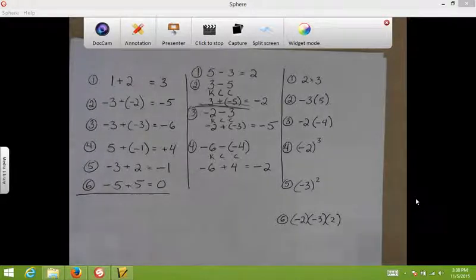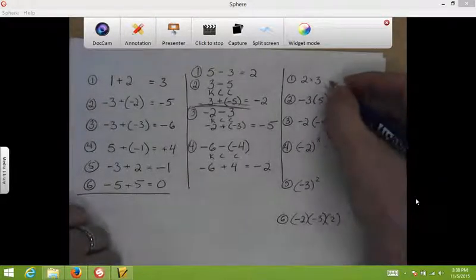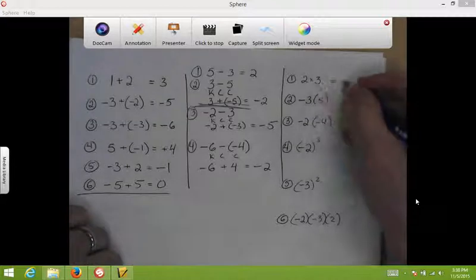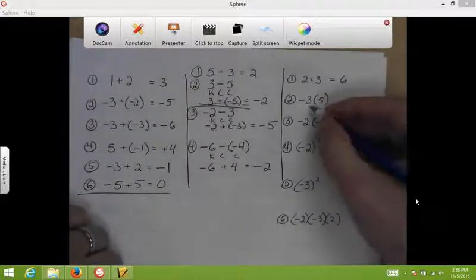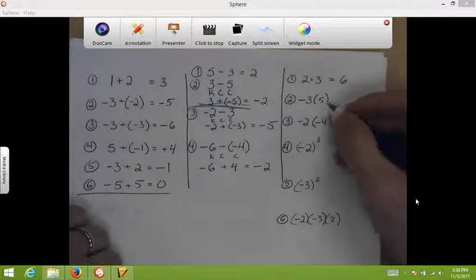Alright, so here we go. Well, 2 times 3, hopefully that's not an issue for anybody. 2 times 3 is 6. Yay. Right here, I've got signs that are different. Remember, when the signs are different, the answer is negative.